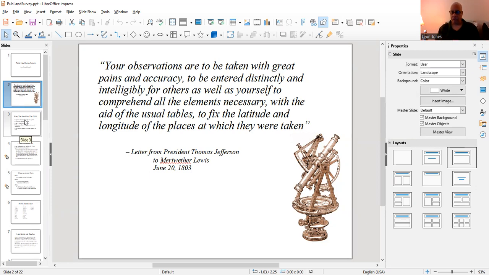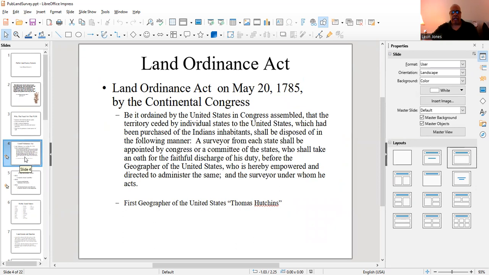The land surveying system was actually developed right around, I'm going to say 1785. And this was the Land Ordinance Act, be it ordained by the United States in Congress. What they did, they assembled. And what happened was they had territory that was ceded by individual states in the United States, which had been purchased of the Indian inhabitants. And what it also says, it shall be disposed in the following manner.